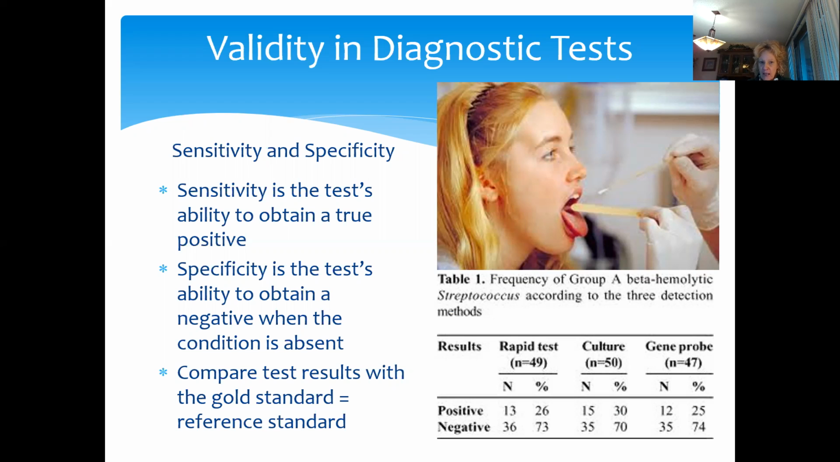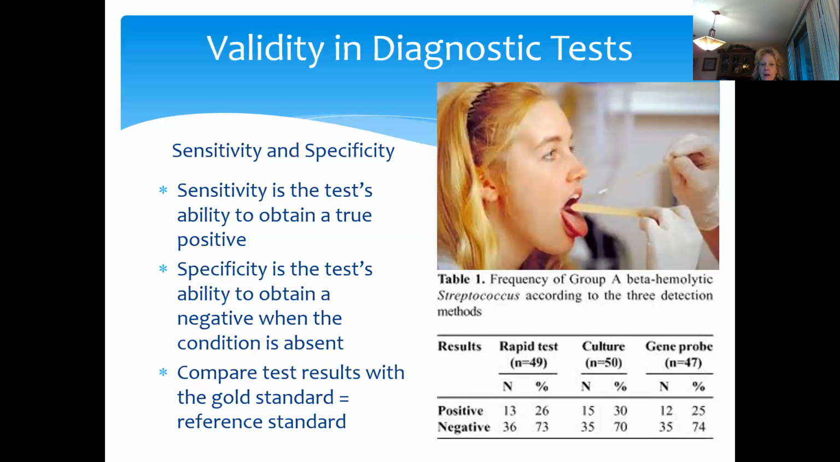Specificity, on the other hand, is the test's ability to obtain a negative when what she has is maybe a viral infection in her throat or mono or something else causing it. So specificity is the test's ability to obtain a negative when the condition is absent.